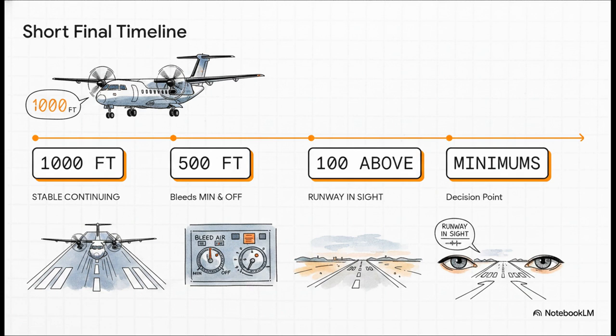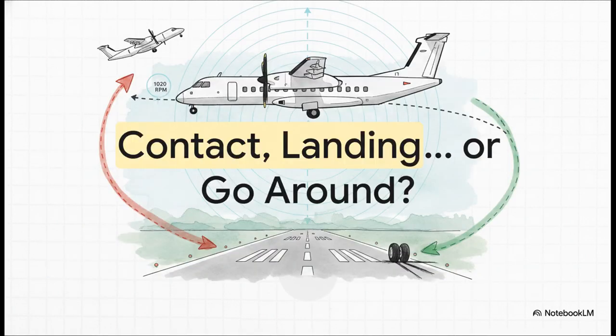And then you hit the ultimate trigger, minimums. At the decision altitude, the PM calls minimums. This is the ultimate decision point. If the PM adds runway in sight, the PF commands contact landing. But if that call is minimums no contact, the PF's immediate absolute muscle memory response has to be go around.